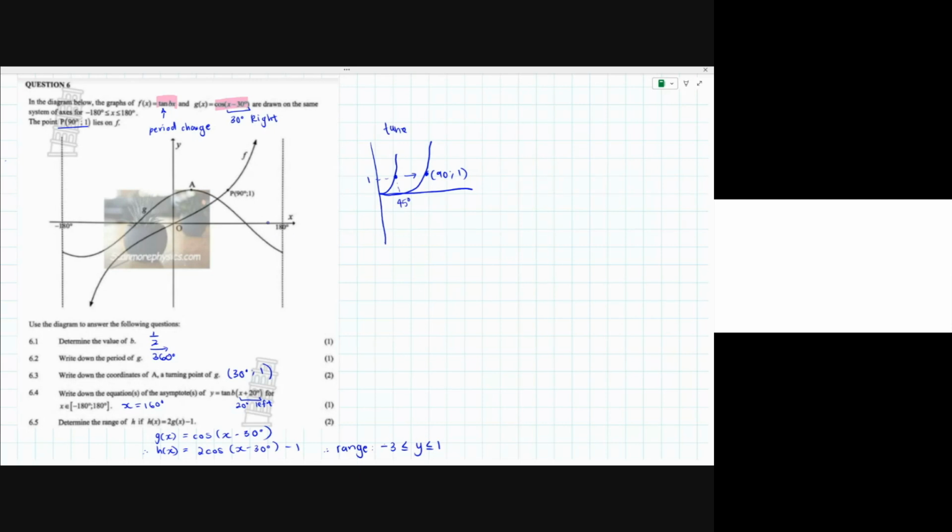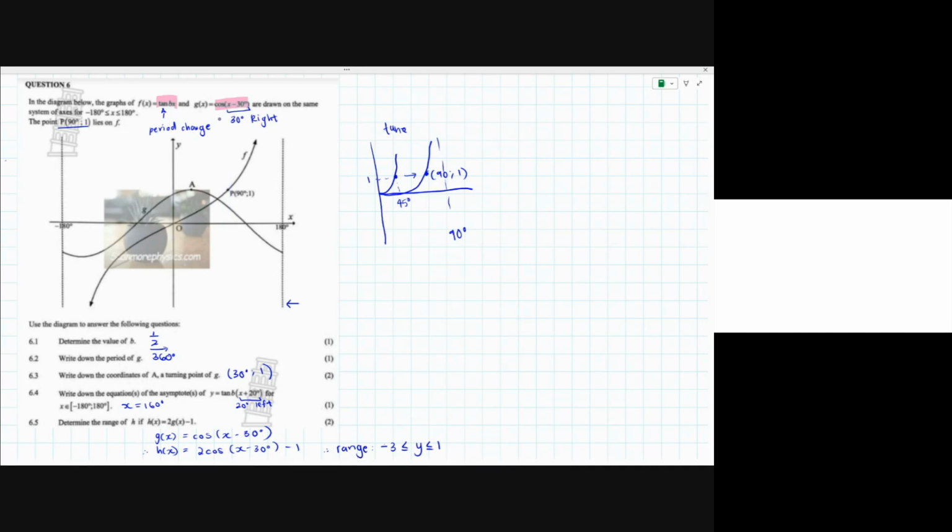I also know this because asymptotes of a tan graph usually exist at 90 degrees. I can't have an asymptote at 90 degrees because I've got a graph where it's happening 2 times later. It's been stretched out. So that's how I also know that my b value is a half. Right, write down the period of g.